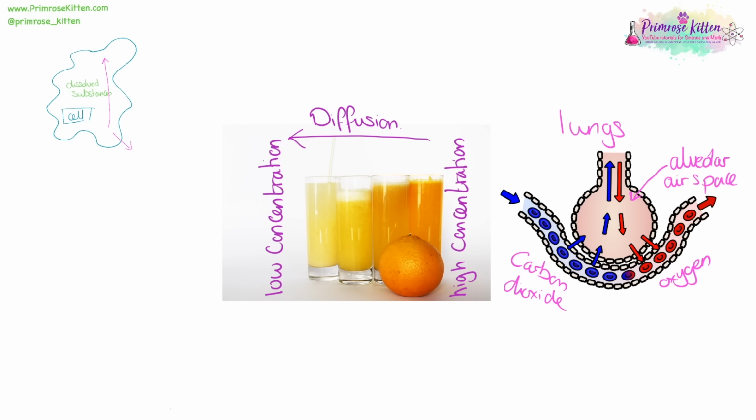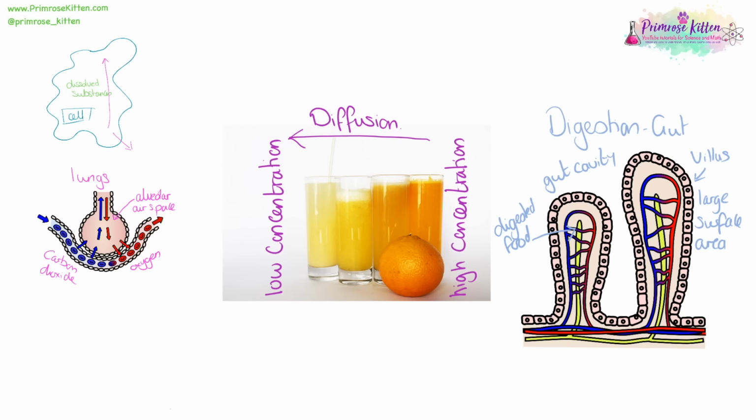For example, it could be happening in the lungs. These are the alveoli, the air spaces, and this is the capillary travelling around it. These walls are very, very thin, only 1 cell thick, and carbon dioxide is going to diffuse from the blood into the lungs so that it can be breathed out, and oxygen is going to diffuse from the lungs into the blood so it can be taken around the body.